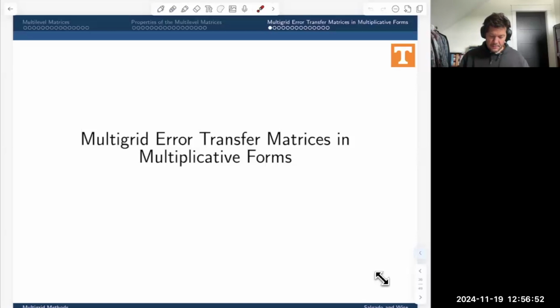All right, welcome back to Multigrid Methods. Today, we're continuing on in this section, multigrid error transfer matrices in multiplicative form. This is material from Chapter 8, which is where we currently are. This is it for Chapter 8. This is a single slide deck that we will finish today, and then we're going to move on into Chapter 9.